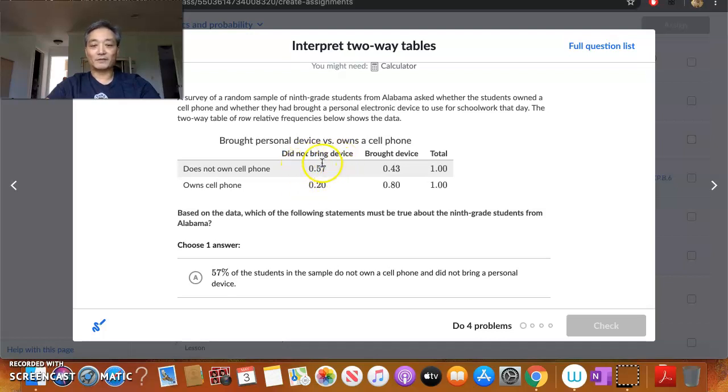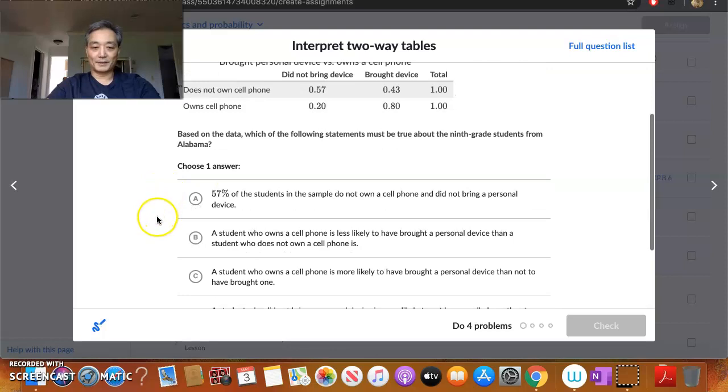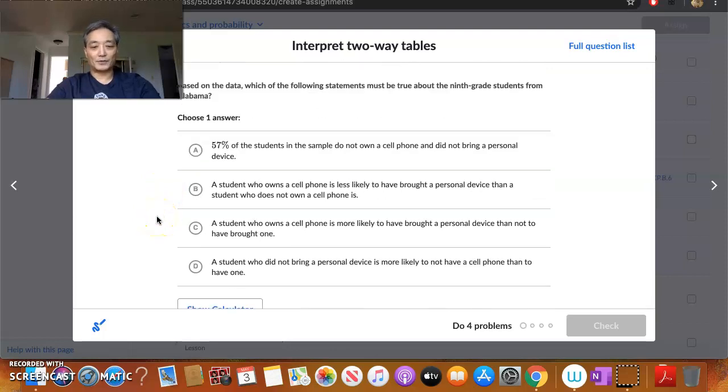It doesn't mean 57% of the entire survey. All right, again, we don't know that. This only relates to the row. It's row relative. So A can't be the answer. How about B? A student who owns a cell phone is less likely to have brought a personal device than a student who does not own a cell phone is, okay?